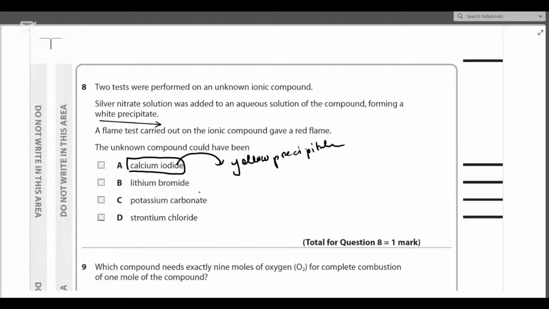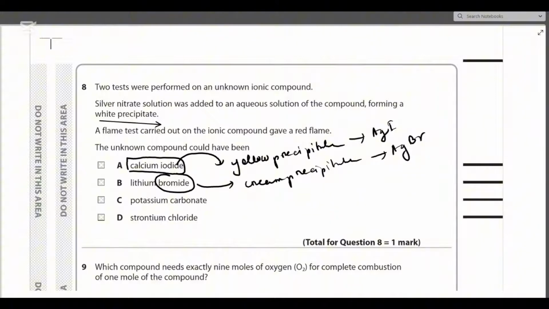Next, we can see number B. This would not be correct as well, because bromide ions are going to provide us a cream precipitate when silver nitrate solution is added, because the yellow precipitate is AgI, while the cream precipitate is AgBr. So this leaves us C and D. Now, of course, C is not the correct answer, because potassium provides a lilac flame, which contradicts our second statement, where a red flame is shown. So the only correct option is D.